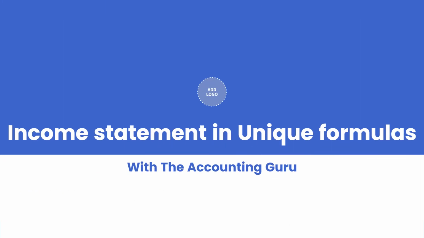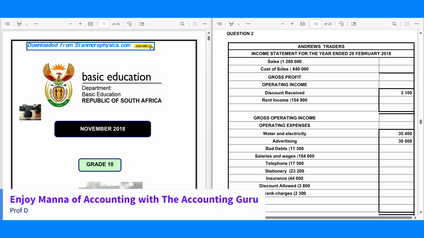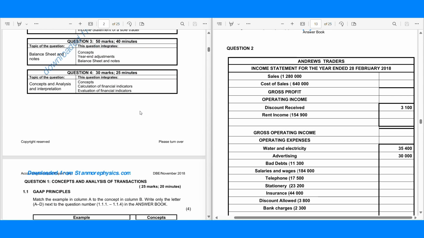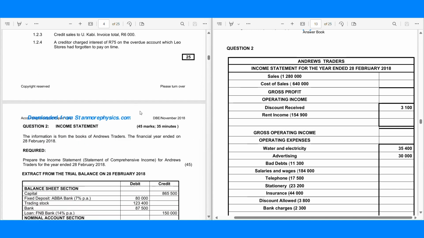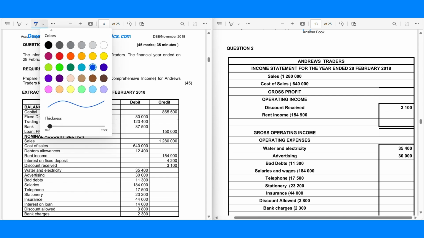Alright guys, welcome to the class with the accounting guru, as we are doing question 2, which is income statement. It is 45 marks for 35 minutes, but I will take longer, because I am explaining and not just writing for myself. I need to make sure that you guys understand. You are my priority.